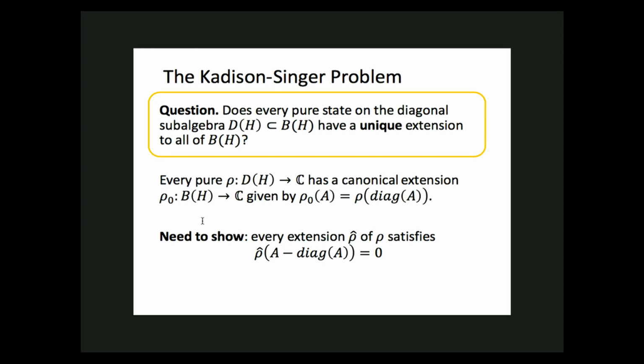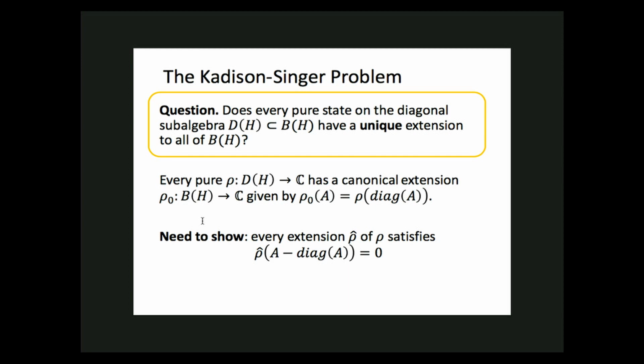The heart of this question is the uniqueness. Existence is really easy, actually. If you have a pure state rho on diagonal matrices, there's a canonical extension to all matrices just by taking any matrix A and throwing away everything except the diagonal. You can define rho-naught of A to be rho of the diagonal part of A. That's clearly an extension. So the content of the question is: is this extension unique? To show that it's unique, you need to show that every extension agrees with this one, which by linearity amounts to showing that if you have a pure state rho and an extension rho-hat, then it vanishes on every zero-diagonal matrix.